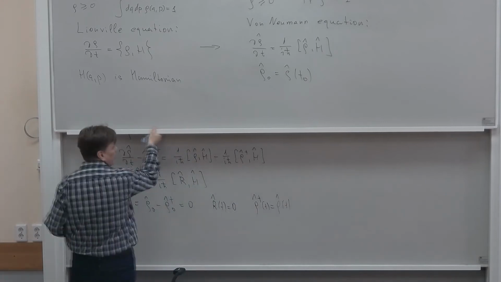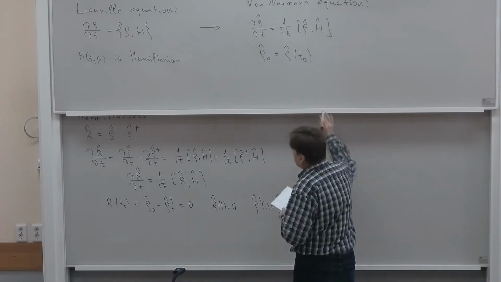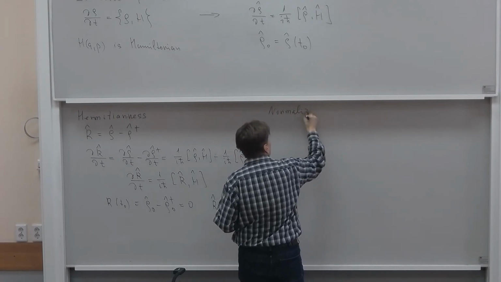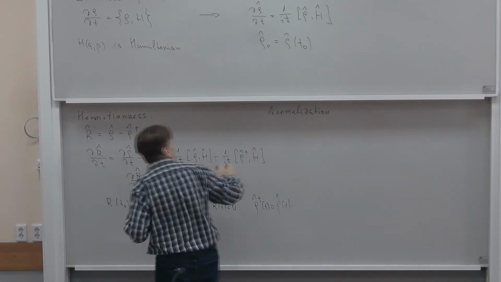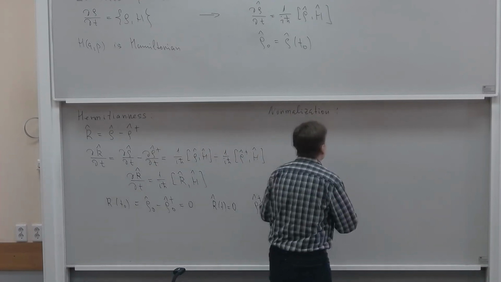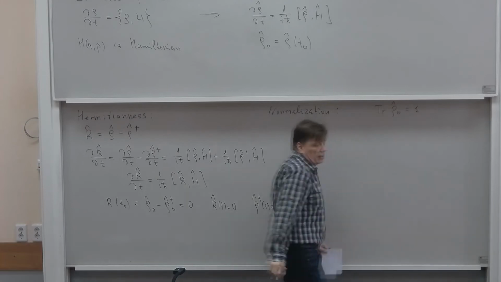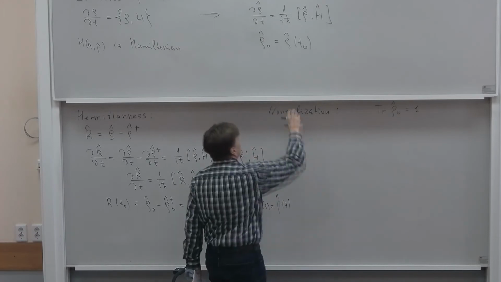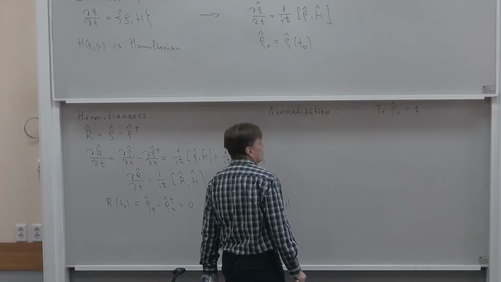Okay. The next thing to check is the normalization condition. Again, we assume that the initial state rho naught obeys the normalization condition, that is trace of rho naught is equal to 1. And we can try to prove that the solution of the von Neumann equation with this initial data also satisfies this normalization condition.